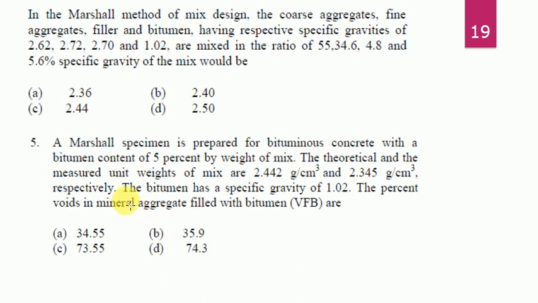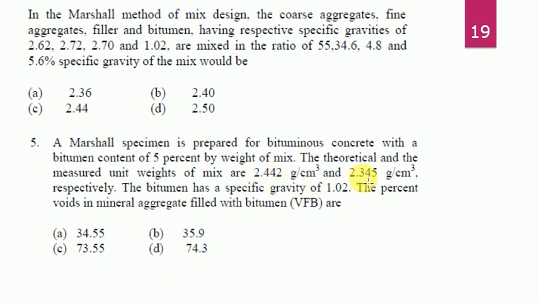Then in the next question, a Marshall specimen is prepared for bituminous concrete with a bitumen content of 5%. So here the bitumen content is 5%, provided. The theoretical and measured unit weights are 2.442 and 2.345 respectively. The bitumen has a specific gravity of 1.02. Then the percentage voids in mineral aggregate filled with bitumen is to be found.